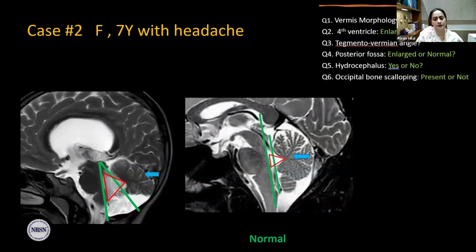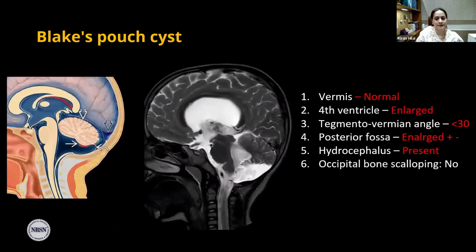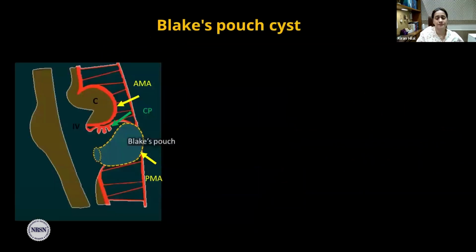And talking about the last question, is occipital bone scalloping present or not? So really, no posterior occipital bone scalloping is present. So if we combine all of these: a normal vermis, a large fourth ventricle, an angle within 30 degrees, an enlarged posterior fossa, all these imaging findings are suggestive of Blake pouch cyst. So this was the case.